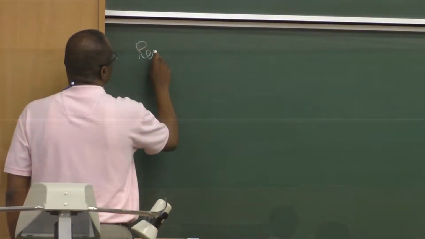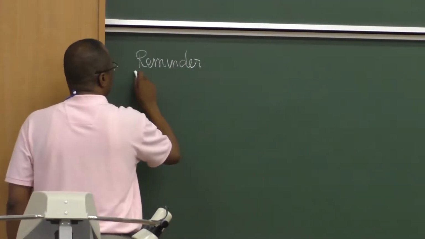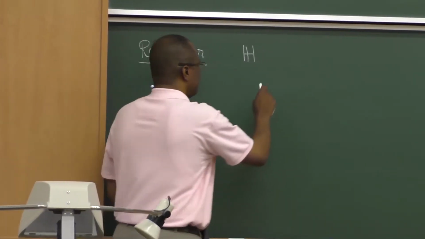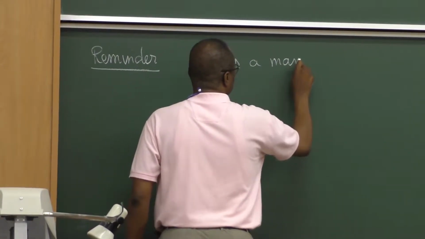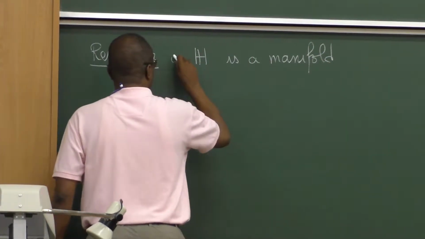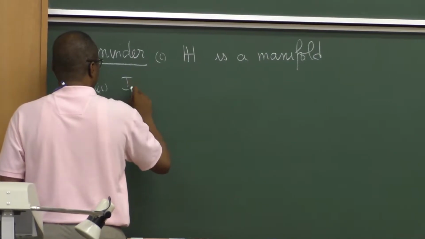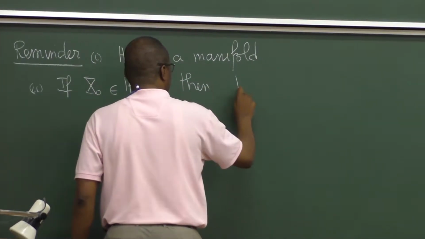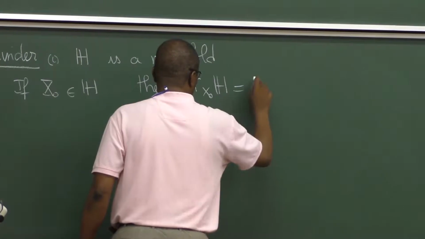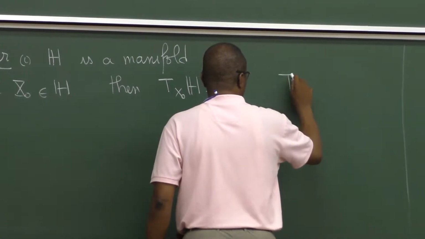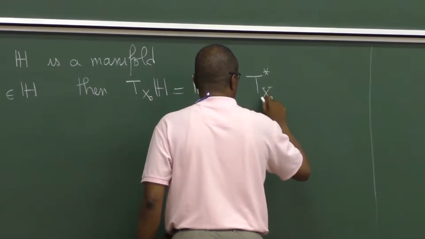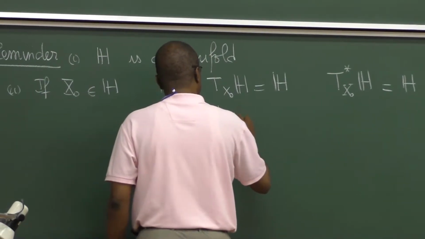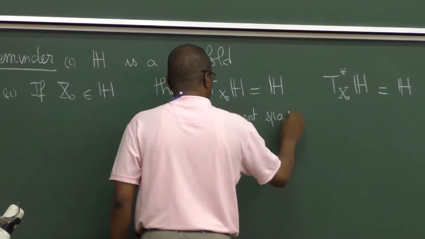Now, reminder. H is an infinite dimensional manifold. If X naught is in H, then the tangent space at X naught is H itself. The cotangent space at X naught is H itself. So this is the tangent space and the cotangent.